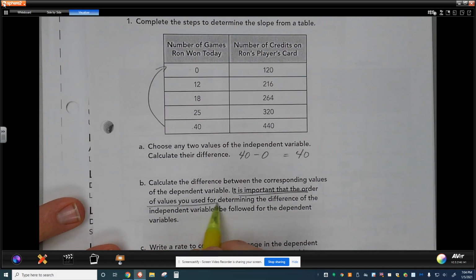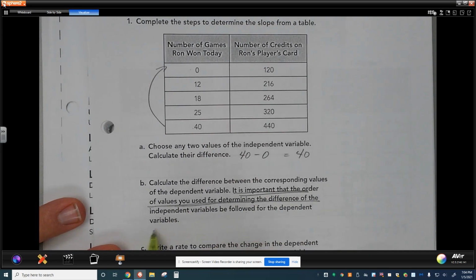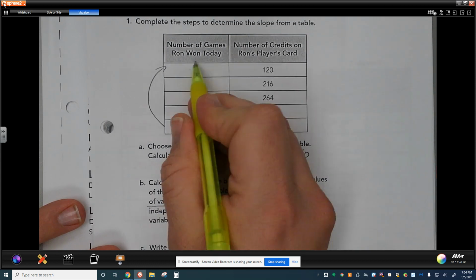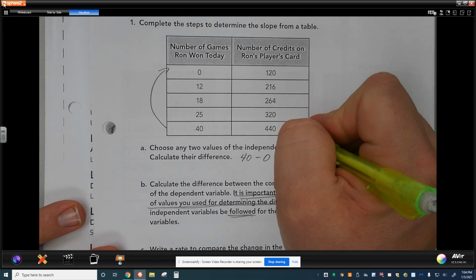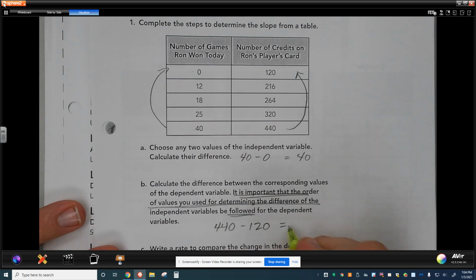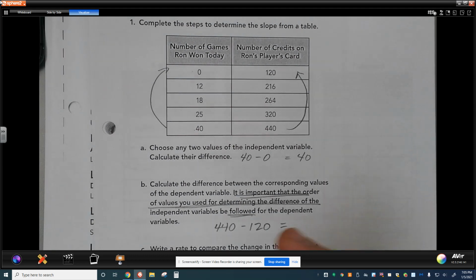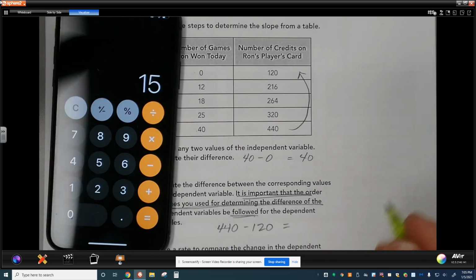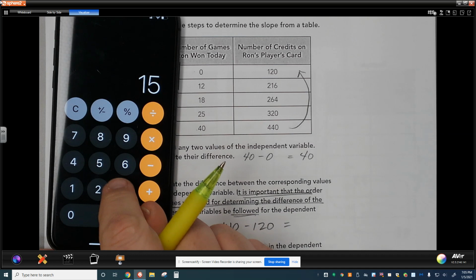that the order of the values that we use for determining the other ones are the exact same. They're followed. So that means since I went from 40 to 0, I have to go from 440 to 120 in the same order. 440 minus 120 is going to equal, let's go back to my calculator. It should come out to 320.